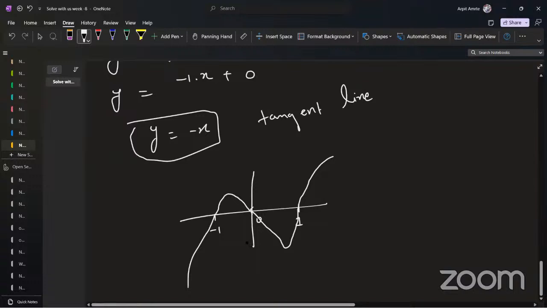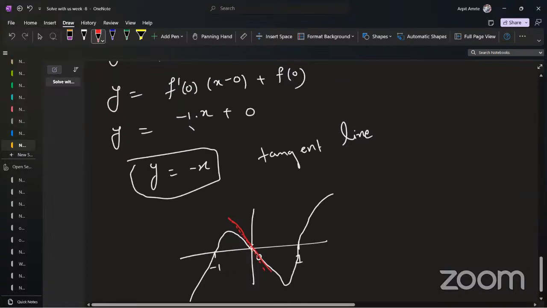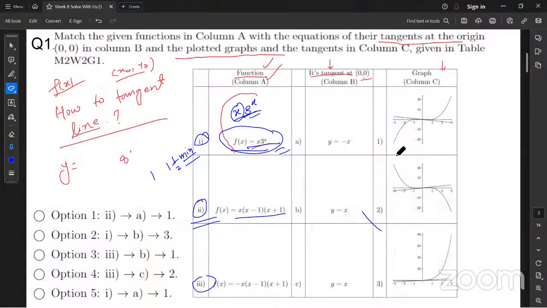Now, what is your tangent line? Your tangent line is y is equal to minus x. So what is y equals minus x? This line. Though this graph is not appropriate, this kind of line it will be. So which one is the correct one? This one, right? This is going like this. It is not so clear here, but this is what we got. So for 2, we are making this one, right?